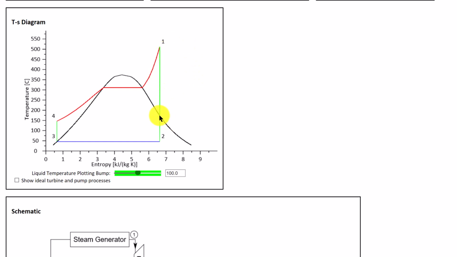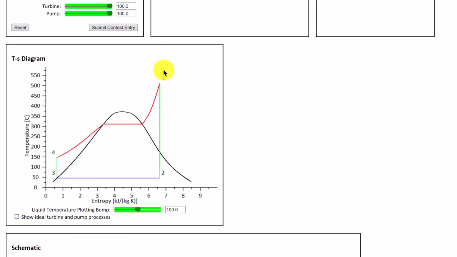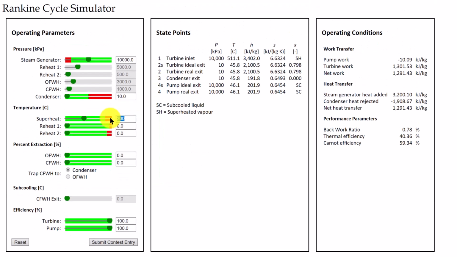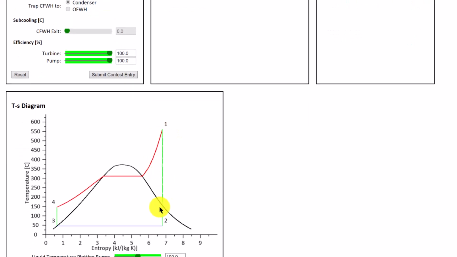But you'll notice there's still a substantial amount of this turbine down here in the mixture region, so there'll still be a substantial amount of liquid showing up in this turbine, and that's likely to cause damage or at least reduce the life of the turbine significantly. So one option would be to add even more superheat. So if I go back here and I add, let's say 250 degrees, I've gone even higher, and of course this is shifted over even further.